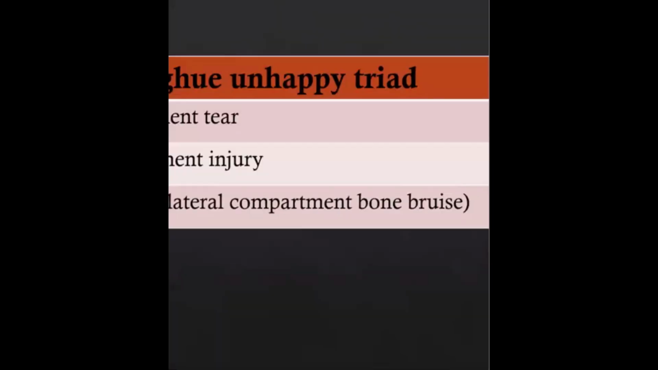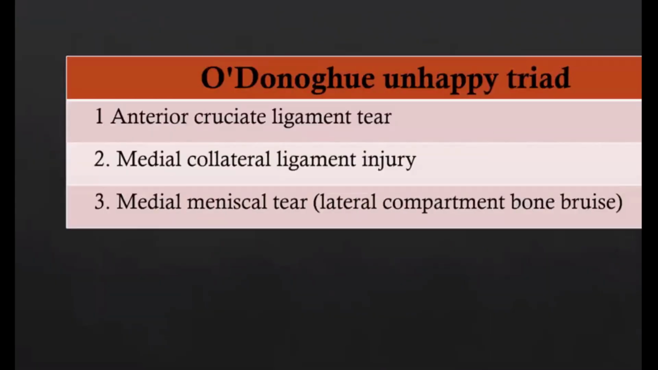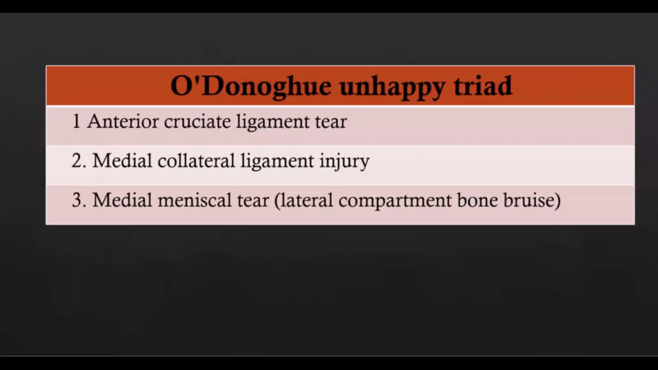What's your final diagnosis? Sir, my final diagnosis will be bucket handle tear with complete tear of the anterior cruciate ligament, so it is called unhappy triad. Yes, very nice. Unhappy triad. These are the triad: anterior cruciate ligament tear, medial collateral ligament injury, and medial meniscal tear.